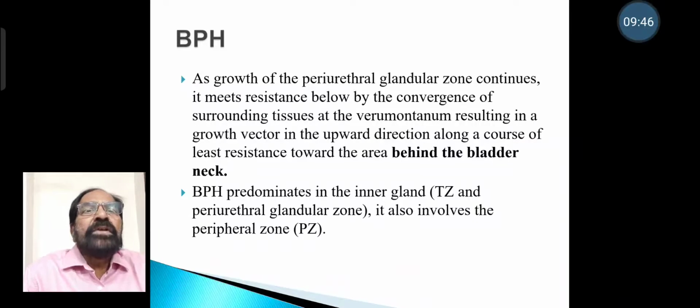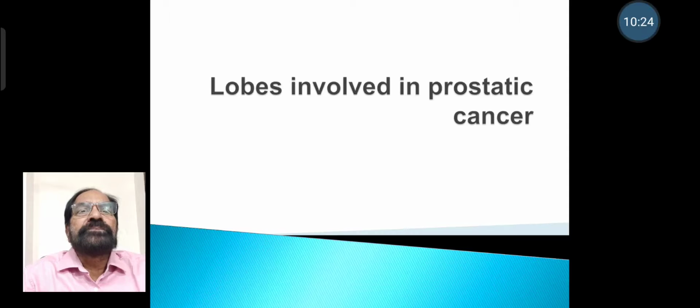As the growth of the periurethral glandular zone continues, it meets resistance below by the convergence of the surrounding tissues at the verumontanum, resulting in a growth vector in the upward direction along a course of least resistance towards the area behind the bladder neck. BPH predominates in the inner gland, that is the transition zone and periurethral glandular zone, and it also involves the peripheral zone.